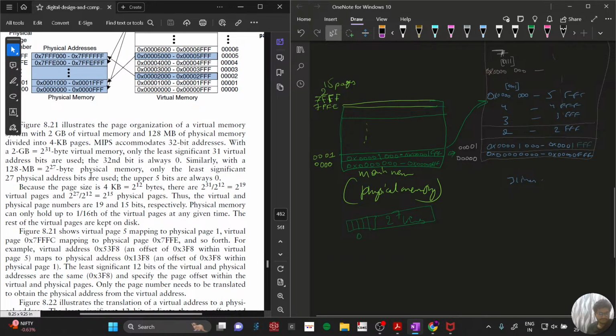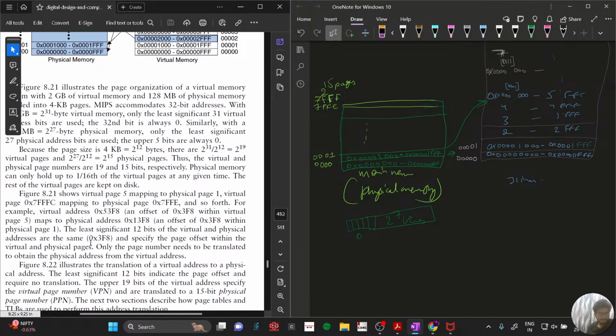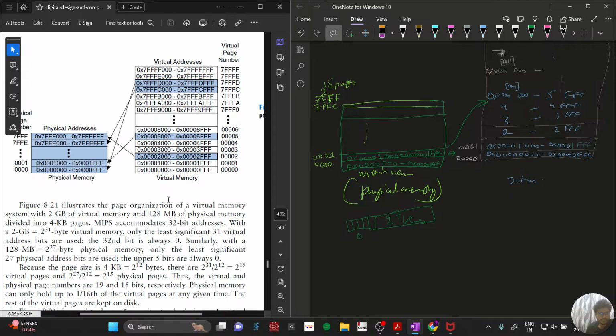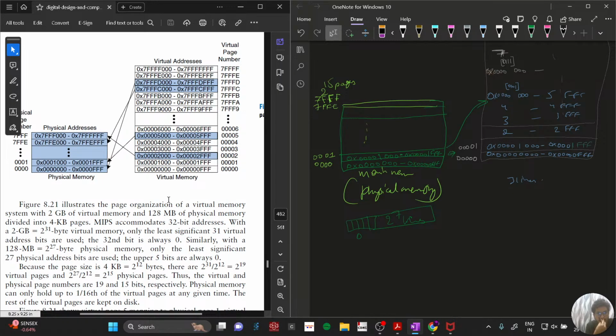And that shows that virtual page 7FFFC, and so forth. C is 1100. E is 14, right? 14 in the sense 1110. Okay.